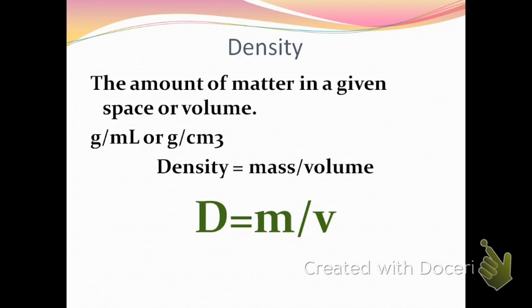Okay. And then the last thing is density, and it's the amount of matter in a given space. You talk about things like ice is less dense than water, even though they're both H2O. The solid state of water is actually less dense than the liquid state of water, and that's why ice floats. So again, we just manipulated that little equation so that density equals mass divided by volume.